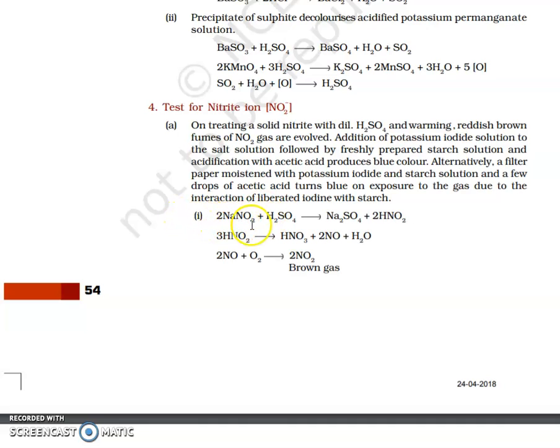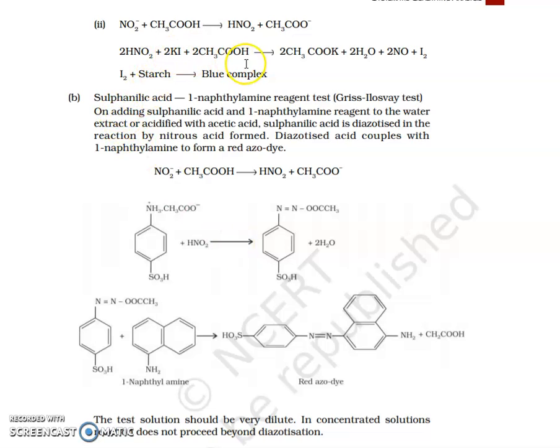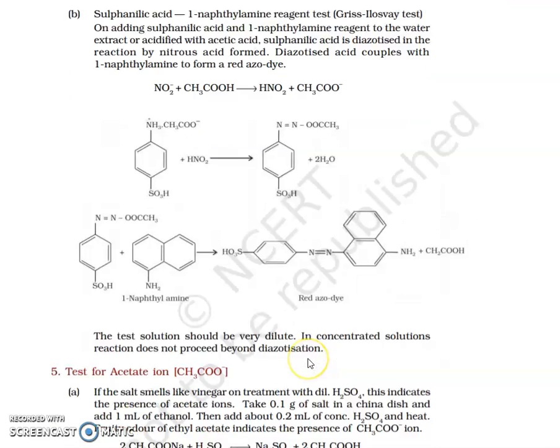So sodium nitrite reacts with sulfuric acid, sodium sulfate is formed, and nitrous acid gives nitric acid and NO, and this NO reacts with O2 to give a brown gas. So these are also the reactions for sulfanilic acid, you know, nitrite reacts with acetic acid to give nitrous acid, and this sulfanilic acid reacts with the nitrous acid to give this product, and it reacts with naphthylamine, forming red azo dye.